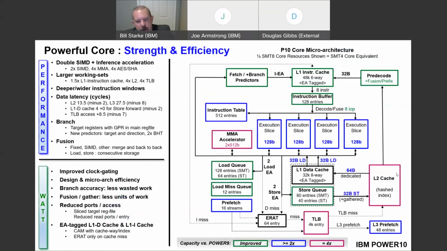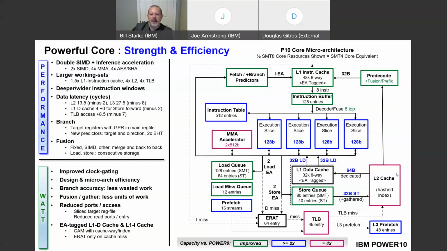Now, diving a little deeper, this is a real scary chart, and don't worry, I'm not going to go into the details of this. But this is a picture of basically half of a Power10 processor core, basically the execution pipeline. And you just want to focus here really on relative changes from Power9 to Power10. The boxes in green all had improvements relative to Power9. The boxes in blue were all at least doubled compared to Power9.